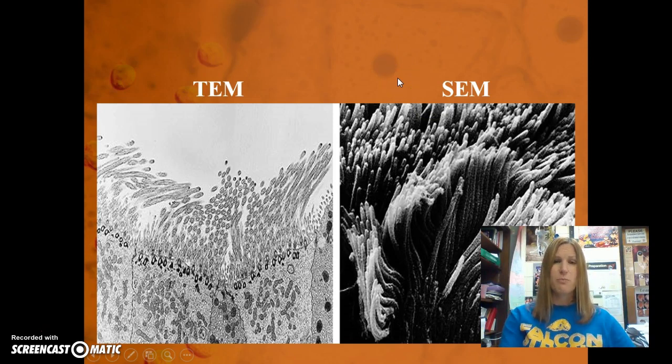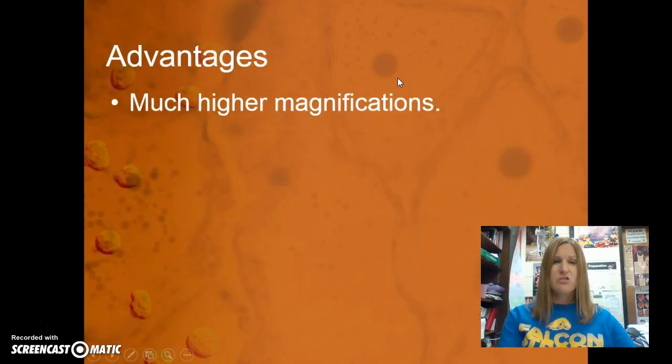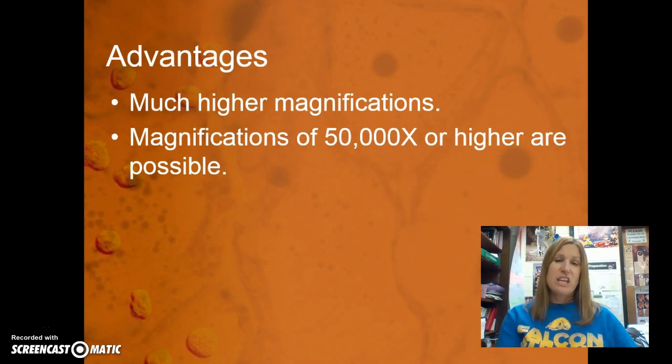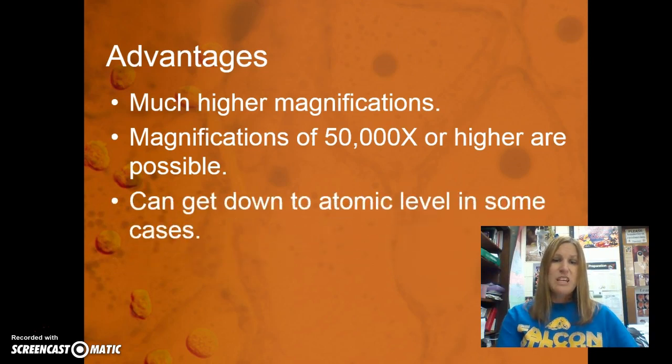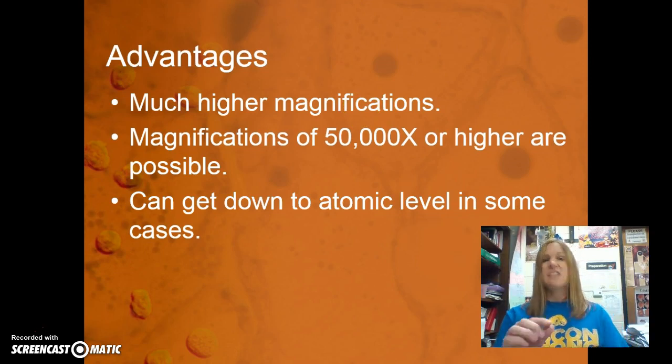scanning electron microscope. The advantage of an electron microscope is they give us much, much higher magnifications. Magnifications of 50,000 times or higher are possible. With this extreme magnification, we can get down to the atomic level in some cases, which is huge. That's just amazing to me. On some TEMs, I have seen the synapse, which is the juncture between two nerve cells, between the axon of one cell and the dendrite of the next. You can see the synapse. That's crazy.